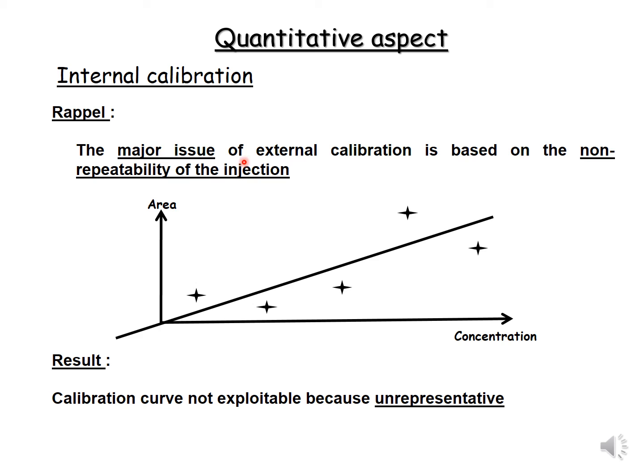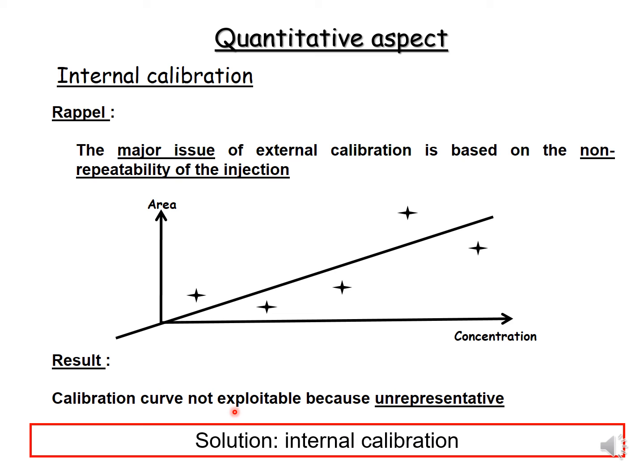The major issue of external calibration is based on the non-repeatability of the injection. Indeed, if you don't have a good injection, you see that the area is not linear. So as a result, we perform the calibration curve, and this is not exploitable because it is unrepresentative. So to correct this, the solution is the internal calibration.